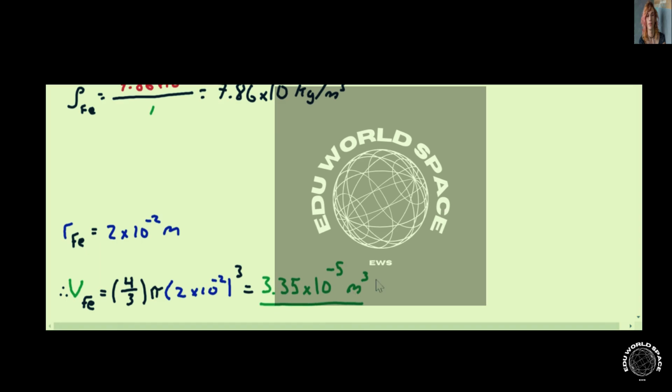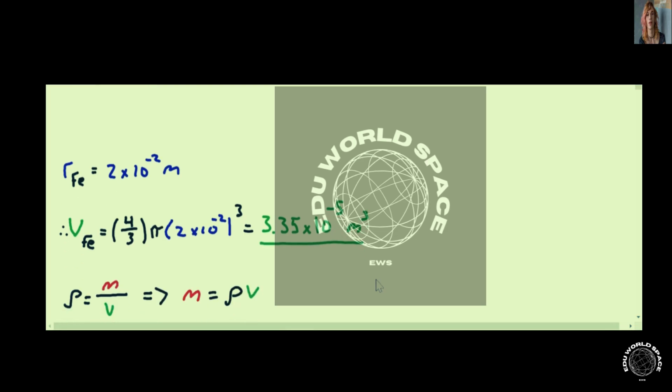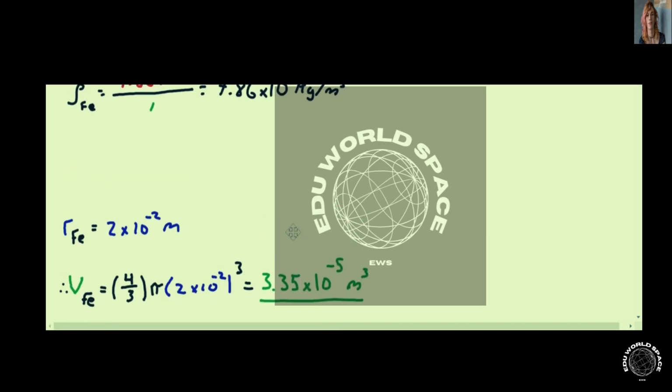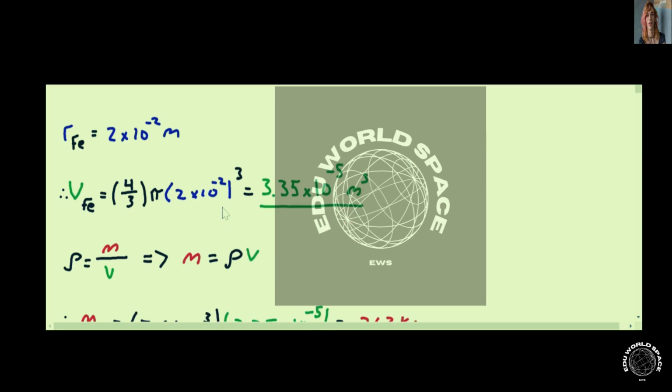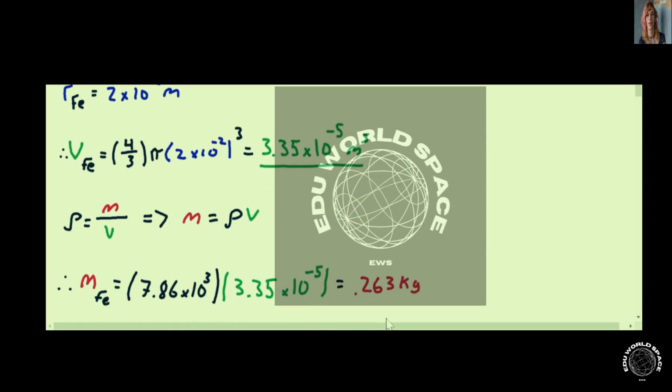So now we have that. We need to rearrange our density formula to solve for mass. Then we'll see I have the density of the actual substance multiplied by the volume of that substance. So we have our volume here that we just calculated, and we also have the density of the iron given to us in the very beginning. That's 7.86 times 10 to the third. So what we need to do is multiply these two values together, and we'll get about 0.263 kilograms.